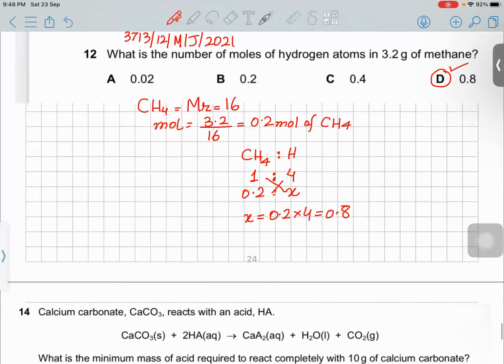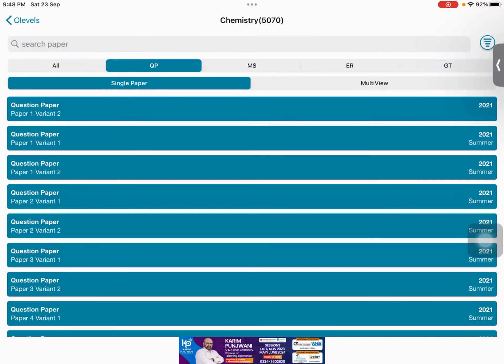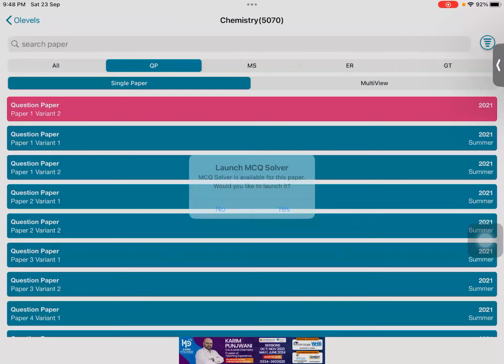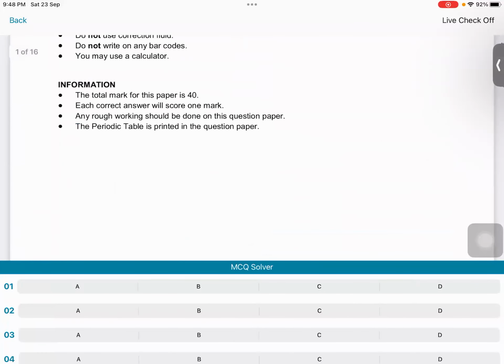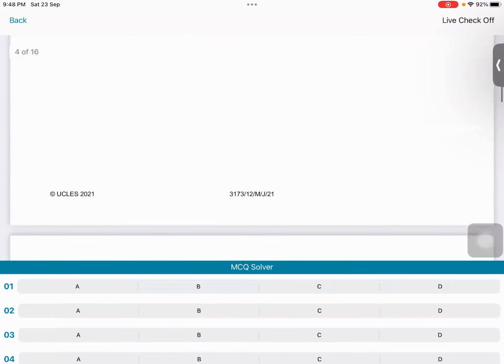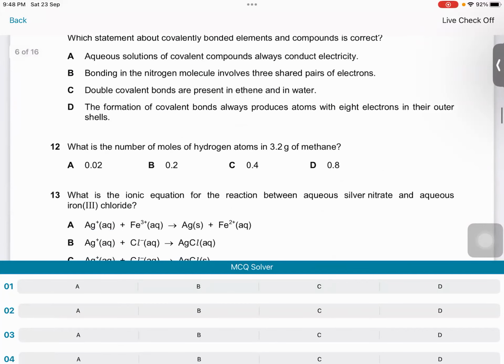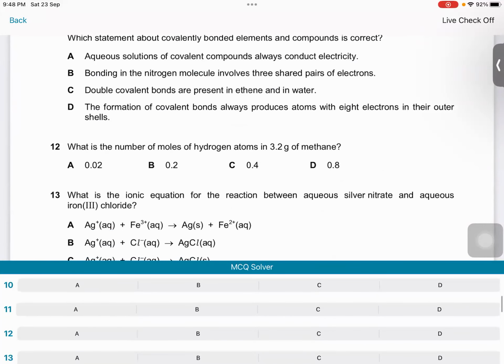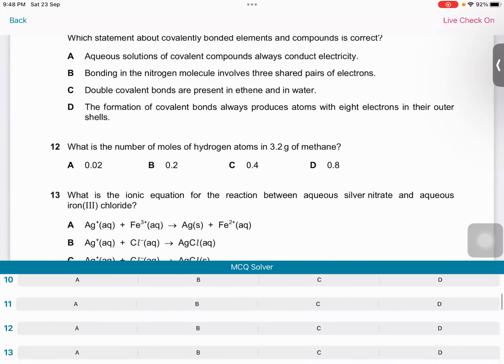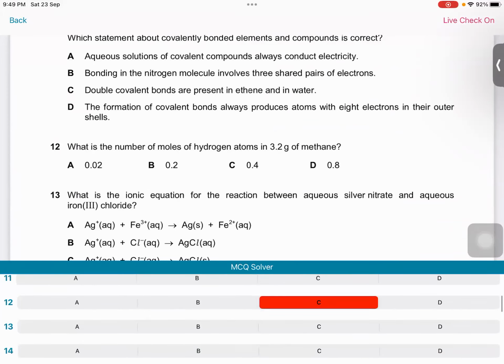Are you getting my point or not? Sir, can you go back? Just a minute. This is question number 12. So question number 12 is A, B, C, or D. D is correct. D is correct.